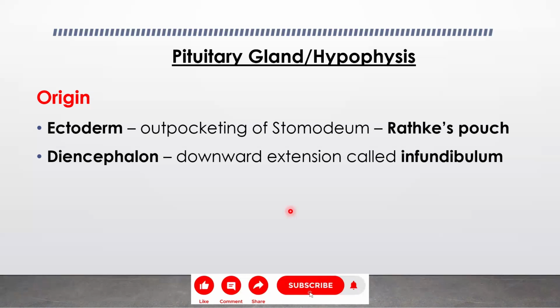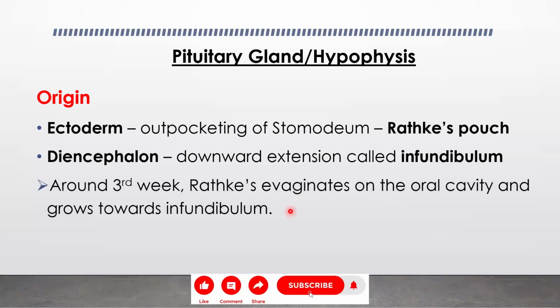But now, the Rathke's pouch, which forms the anterior pituitary, comes from surface ectoderm. Then the posterior pituitary, which comes from the diencephalon, ideally comes from neuroectoderm. But all of them come from the ectoderm. The difference is one comes from the surface ectoderm, the other from neuroectoderm.